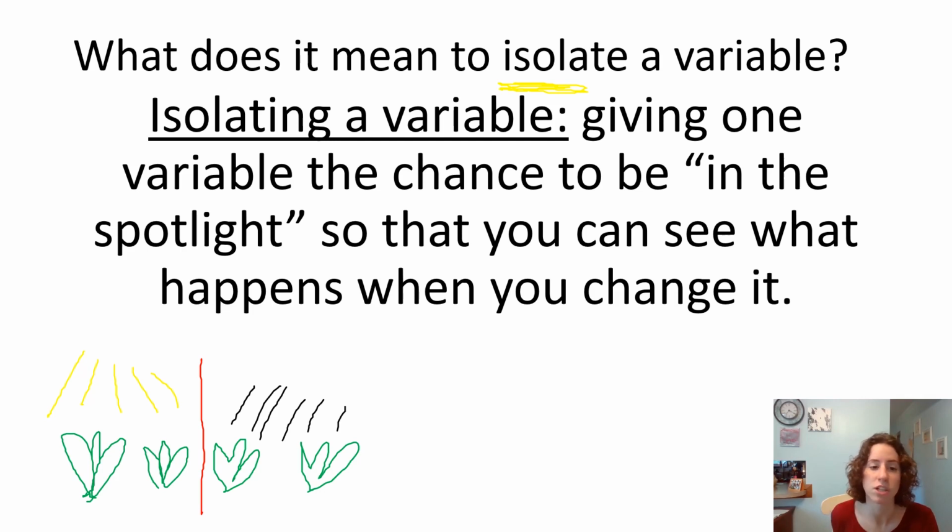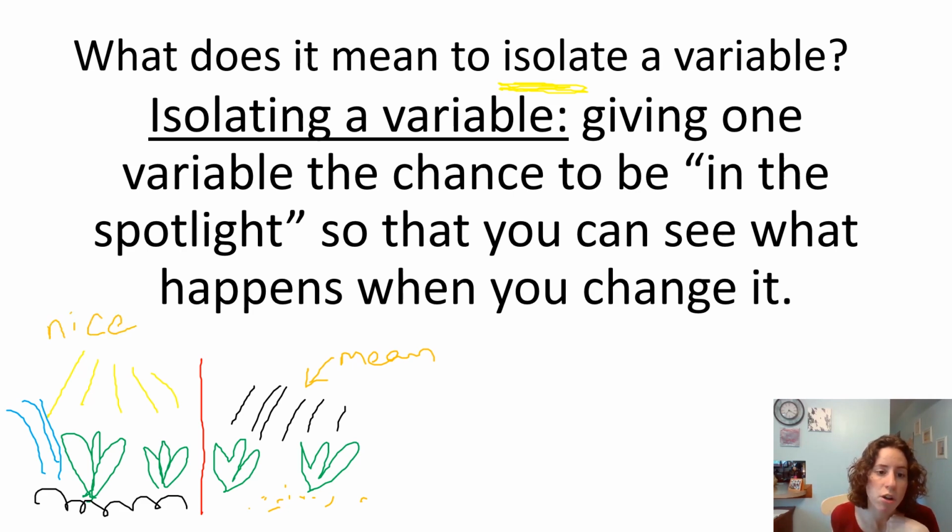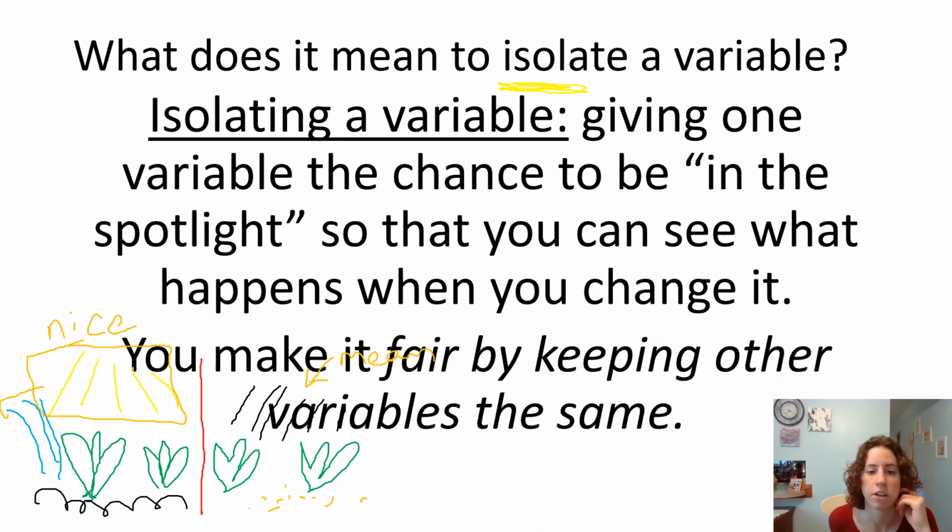But if I also changed whether I watered this one and I didn't water this one, and whether I gave this one nice rich soil and I just gave this one sand, is that a fair experiment? No, I was really mean to this plant, and I was really nice to this plant. I should only change one thing, and I changed like 4. So I should only change one thing at a time in order to see if light was really making the difference, or was it water, or was it soil. So again, you're making it fair by keeping other variables the same.